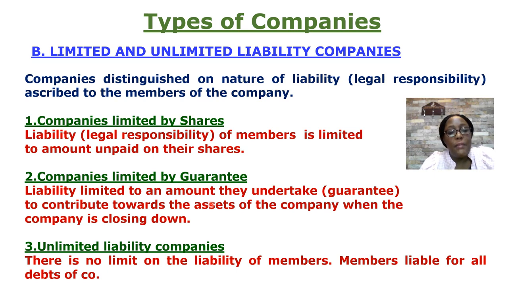Now, the unlimited liability companies are those companies whereby there is no limitation on liability. In other words, you're responsible solely, fully, 200%. If the company fails to pay, they will come for you because your liability is not limited. So this is another broad categorization of companies.